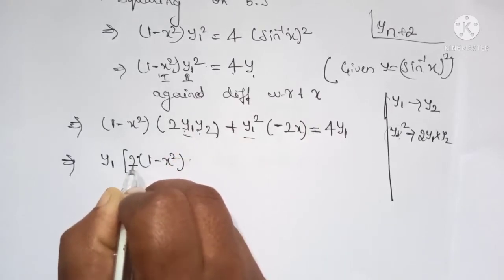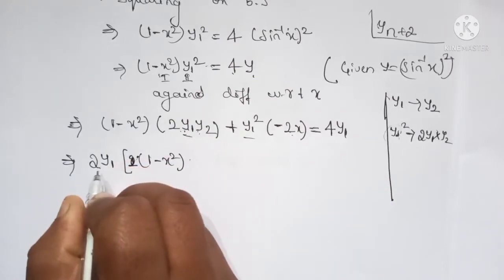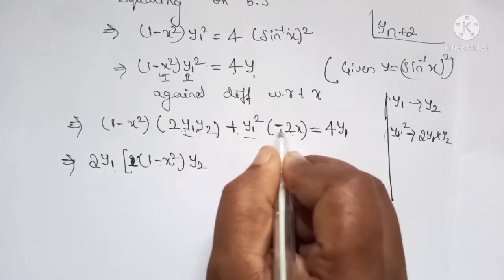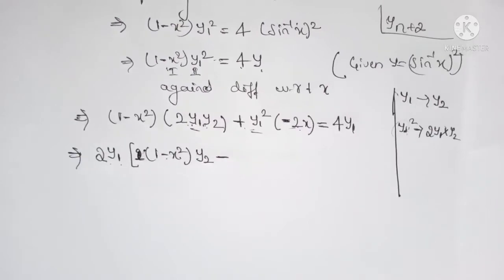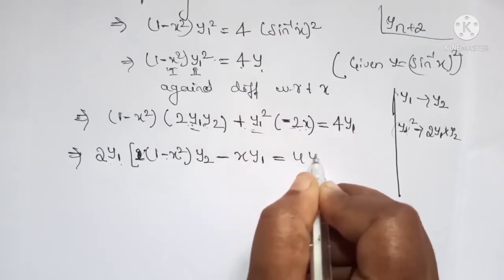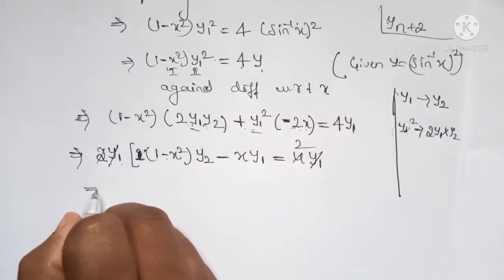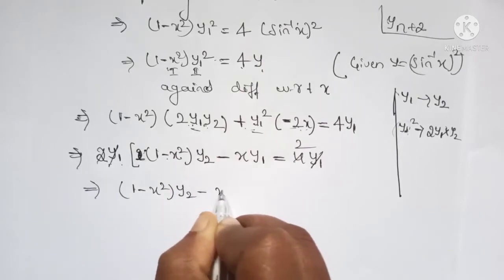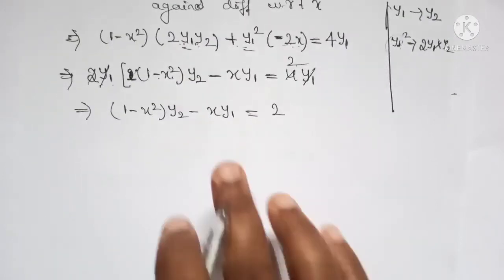Okay, even 2 we can also take outside. I will take 2 also outside. On taking 2y1 we get 1 minus x square into y2. Here we have minus sign, so minus 2 and y1 we have taken outside. So simply we get x into one more term of y1 equals 4y1. So we can cancel this y1, 2 1s are 2, 2 2s are 4. Okay, so that we get 1 minus x square into y2 minus x into y1 equals, this side we get only 2. Now we apply the Leibniz theorem here.